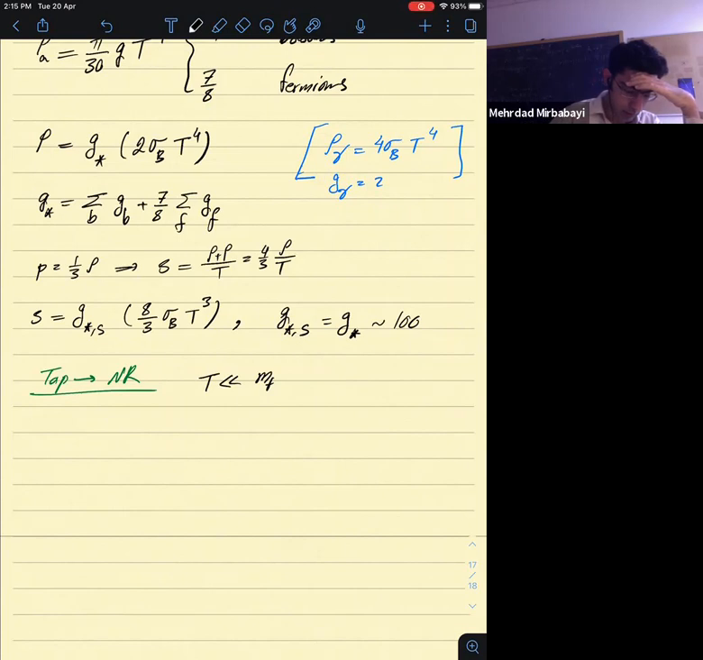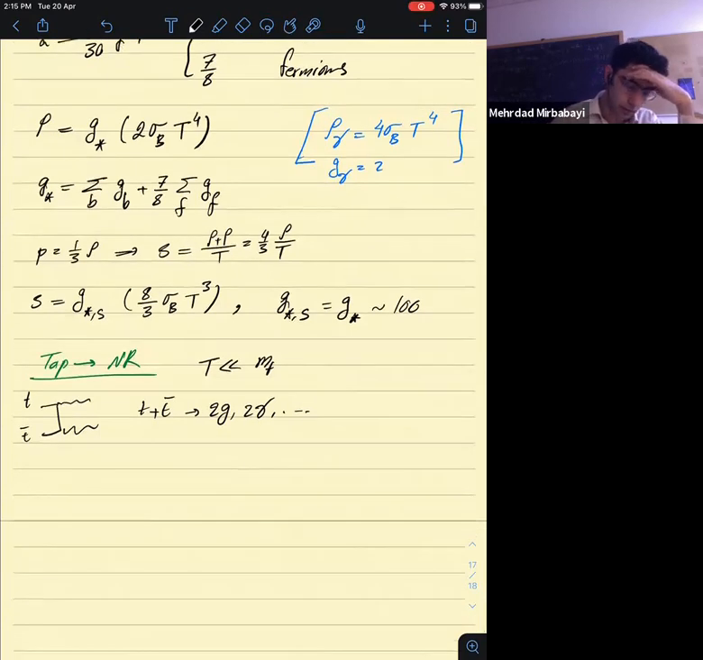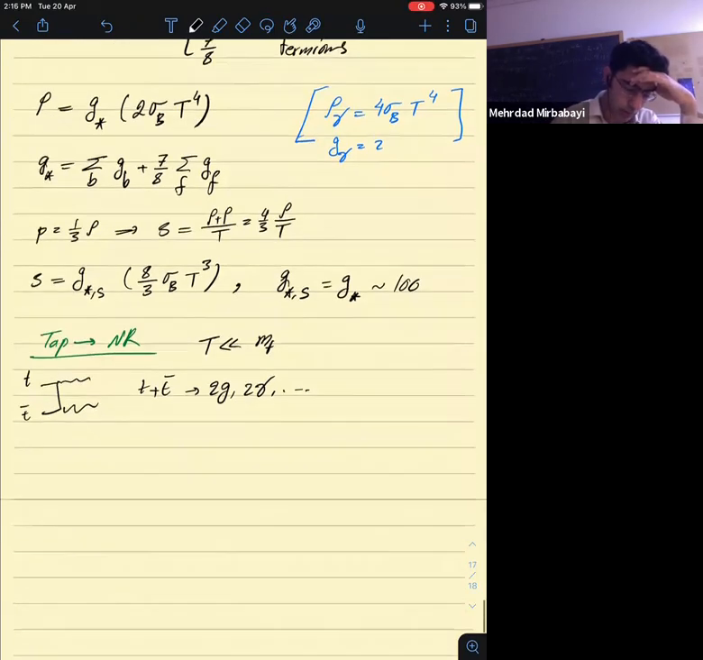Well, we have processes in which the top particles can decay, right? So we can have top, anti-top decay into other standard model degrees of freedom. So T plus T bar can go to two gluons or two gammas and so on, other standard model degrees of freedom which are light. So what happens to the number density of these particles after the temperature goes down?